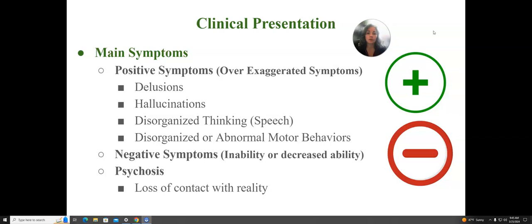Negative symptoms is when you see the removal or the absence of behaviors that we would expect to be there, whether it be speech, whether it be movement, and so we'll talk about some negative symptoms as well.